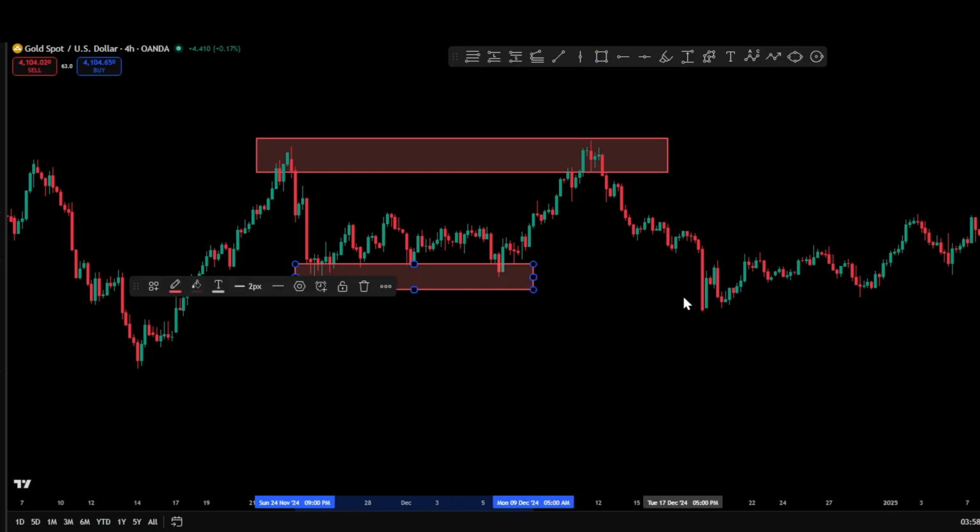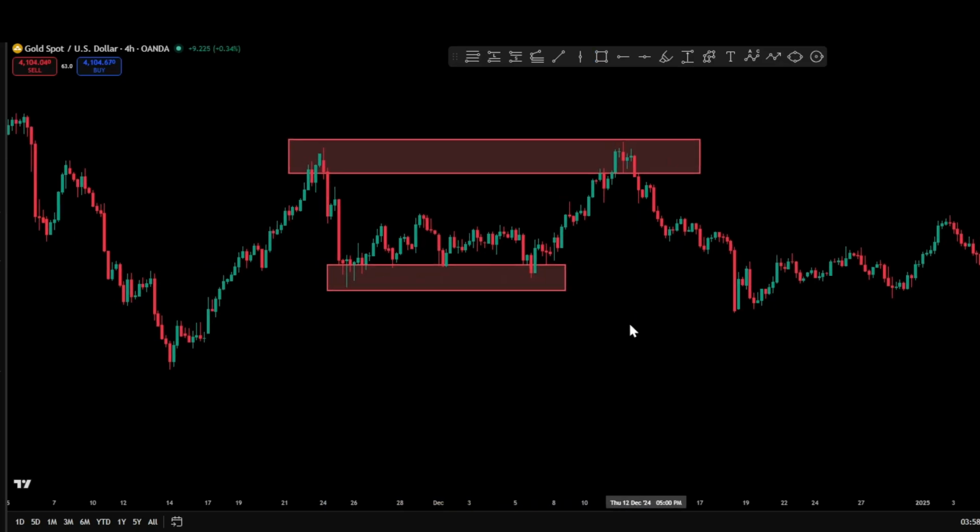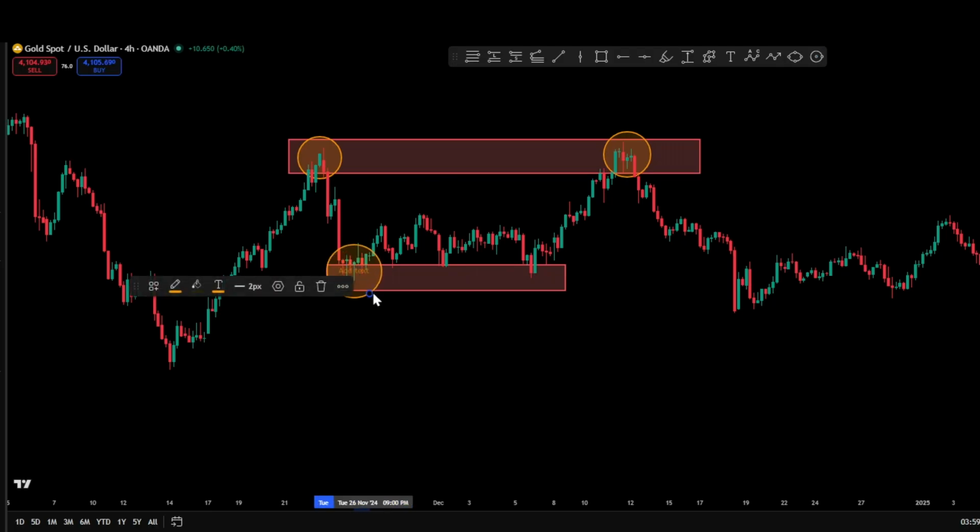So, as you can see right here, it doesn't look clear. Doesn't look like there's a lot of nice rejections. If I simply move this box slightly down, you can see how now everything completely changes. You can see how now we have 1, 2, 3, 4, 5, 6, 7, 8, 9, 10 taps from this area. That is all you guys are missing. Just a little bit more clarity and looking at the markets in a very simple and effective way so you can spot areas of interest like this all of the time.